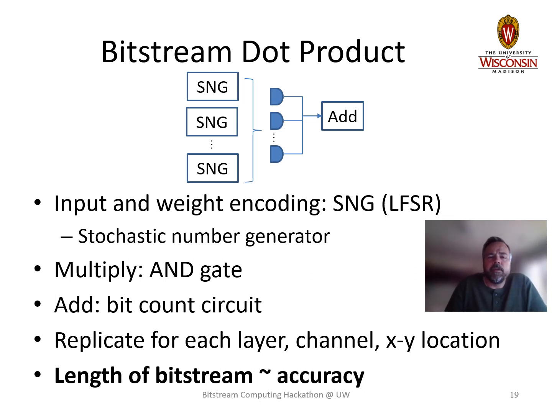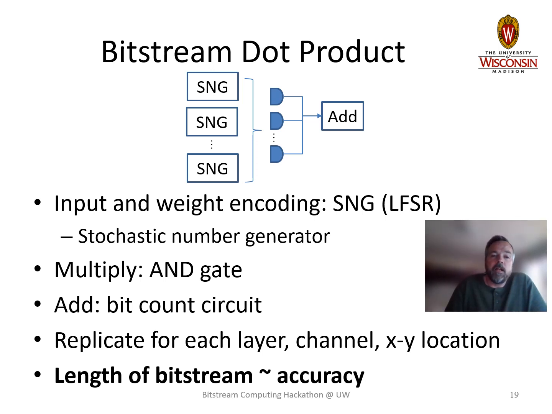On the left-hand side, you see something called a stochastic number generator. This is basically a linear feedback shift register, an LFSR, not an expensive circuit, but you do need one of these for every weight or every parameter in your neural network because you need to generate a bit stream that encodes the value of that parameter so that it can be operated on in the data path.